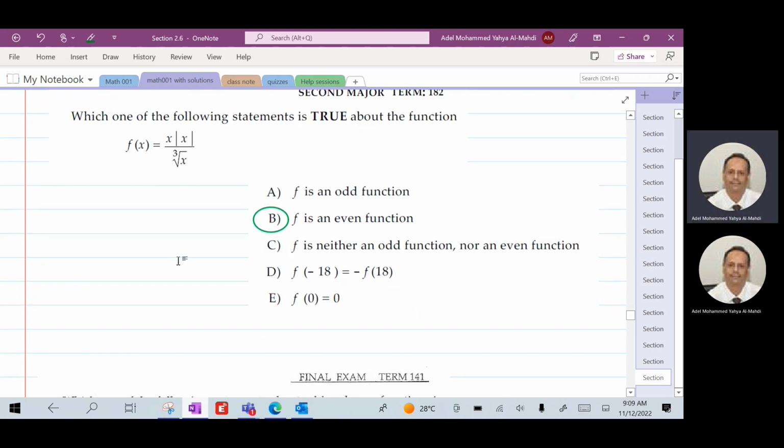This question is about even odd properties. So here he asks which one is true, and the true answer here is that this function is even. So let me show you why. To test even odd properties, we replace every x by minus x and see.